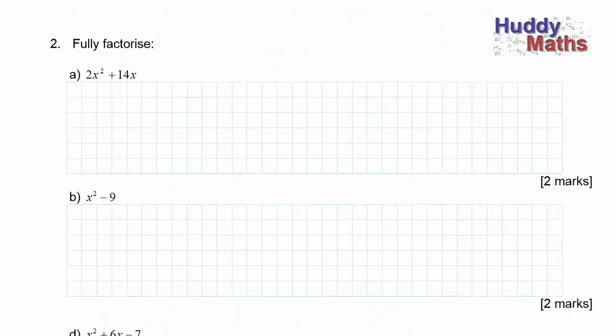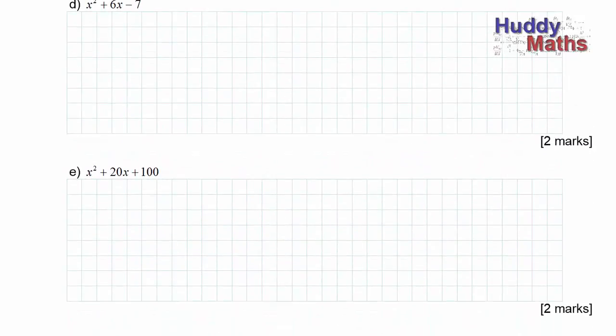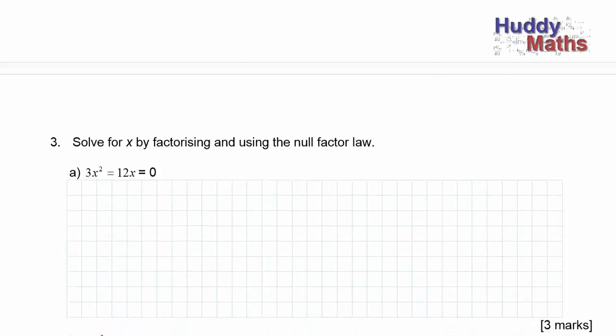Question 2 is a factorisation question, a few parts there. So pause that and do A and B, and then I'll show you D and E. So there's D and E, all 2 mark questions. Okay, pause it and have a go. Let's go down to the next question.